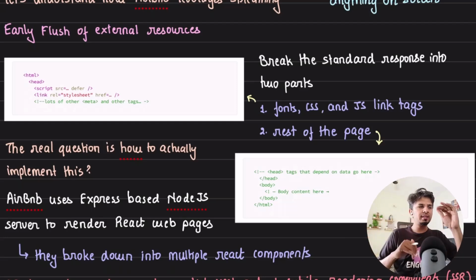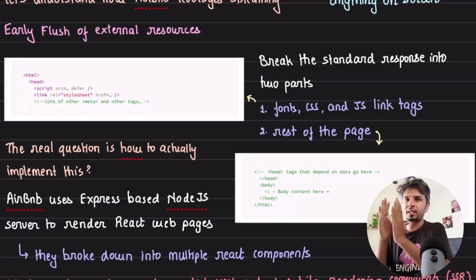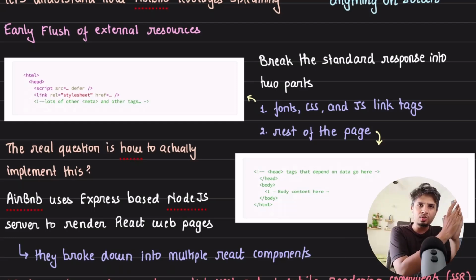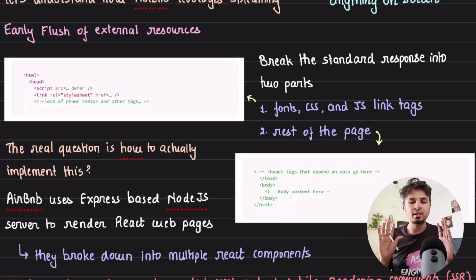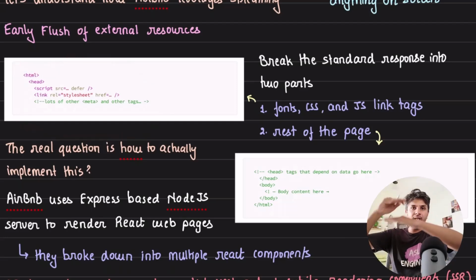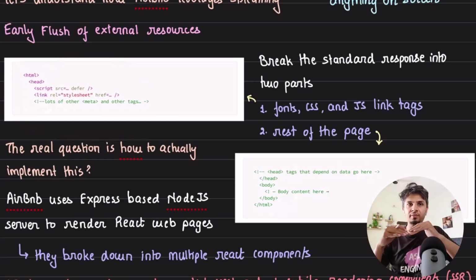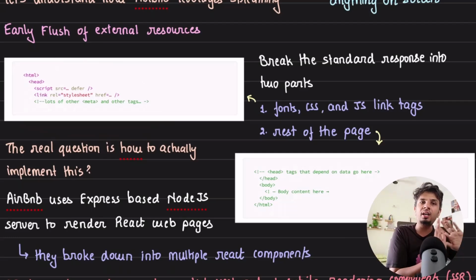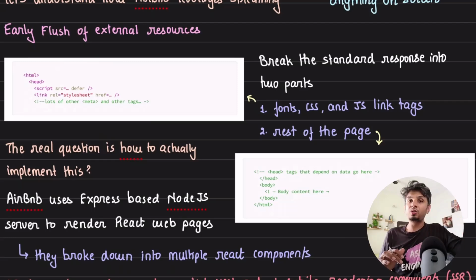The whole idea is what we need to send from your server to client is an HTML response. So what they do is they take this HTML response and they split it into chunks. So one is early flush, and then they stream the second chunk with the other details of it. So what goes in early flush?